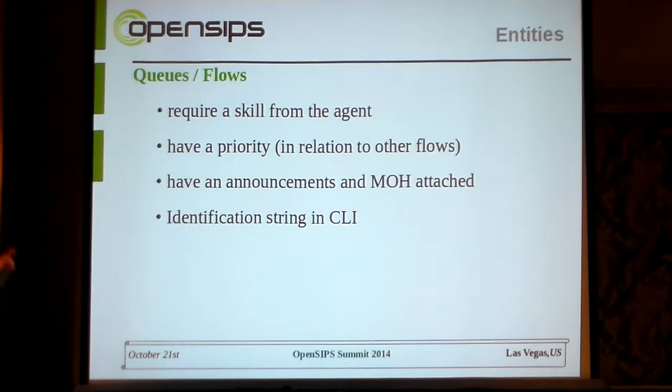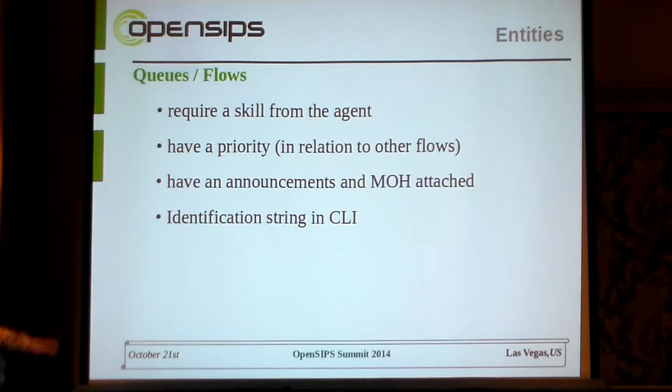Then each flow has a priority, and this priority works in relation with the other flows. For example, an agent can, let's say, serve at the same time two flows, one for customer support and the other one for generic information. And of course, the customer support queue will have a higher priority than the generic information one. So all the calls received on the customer support queue will be delivered to the agent before the ones for generic information. So when you have multiple flows, you can control the order between the flows when it comes to delivering the calls to the agents.